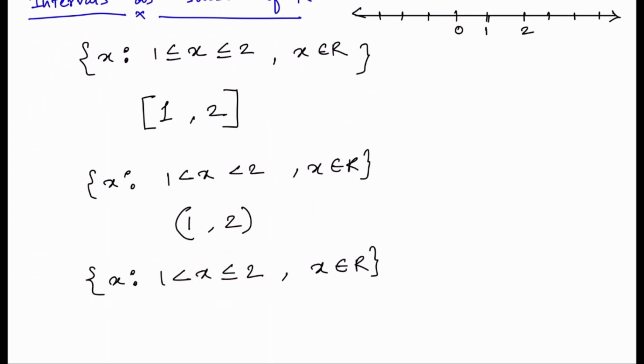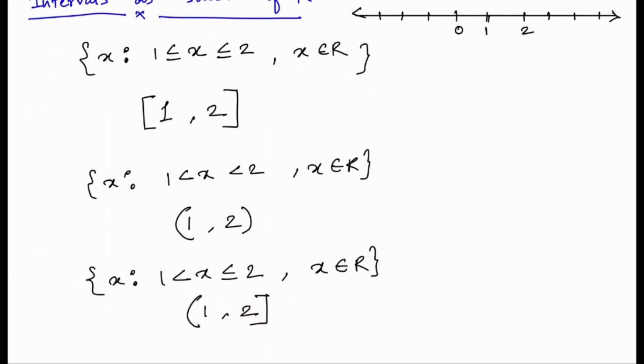So 2 is included in this set, but 1 is not included because all the elements are greater than 1, not equal to 1. So how will we write this in interval form? 1 and 2 will be there because 1 and 2 are end points, but in this case 2 is included but 1 is not included. All the elements are greater than 1. So for not included, we will use this bracket, and 2 is included, so we will use this bracket.